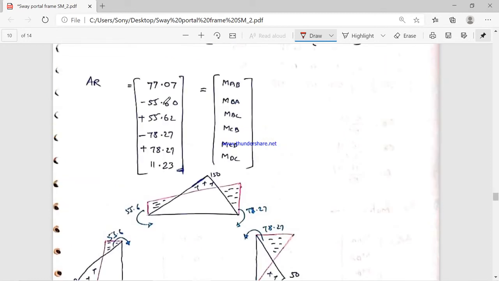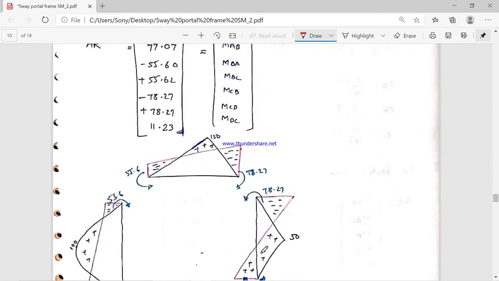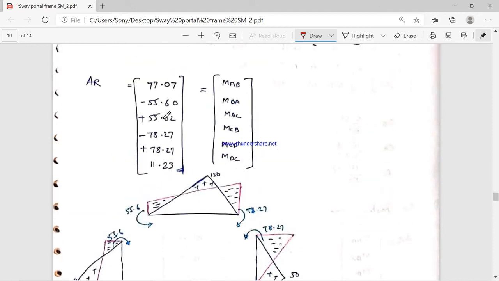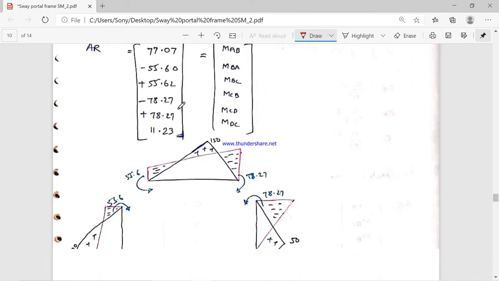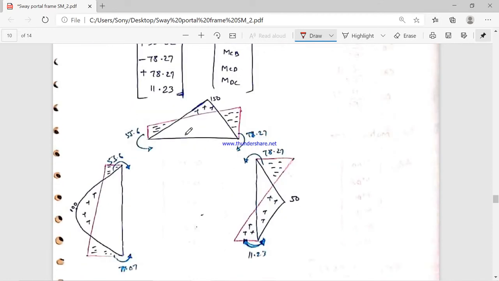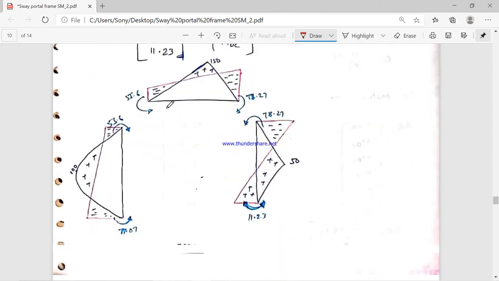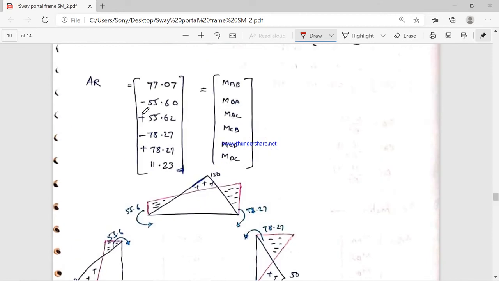Here it is 55.6 with a minus sign in matrix form. So when we represent this value in our diagram, it will be clockwise. Again this is plus, it will be represented as minus, then it is minus, it is plus, it is plus, it is minus, and 11.23 as a plus will act as a minus. So you have to understand this very carefully: while representing your final magnitude of the moments in the diagram, the sign convention will become opposite. Otherwise you will commit a mistake. So be careful while writing this final output.